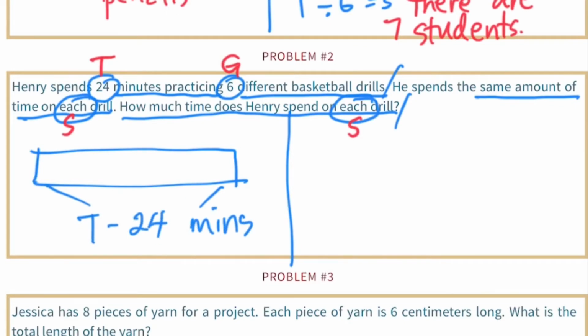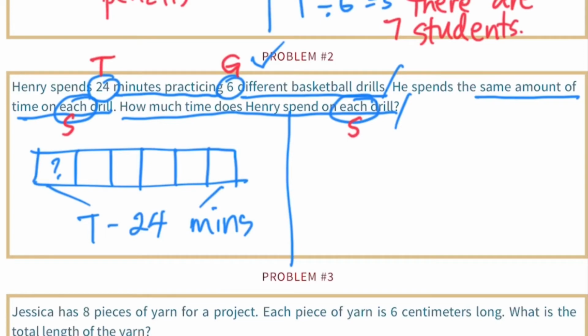Do we know how many groups? Yes, we do. So we can just divide this into 6 boxes. We don't know the size. Okay, now, boys and girls, we know how to use our multiplication facts. We know that there's 6 groups, and we know that the total is 24. How many minutes fit in the box to get 24?